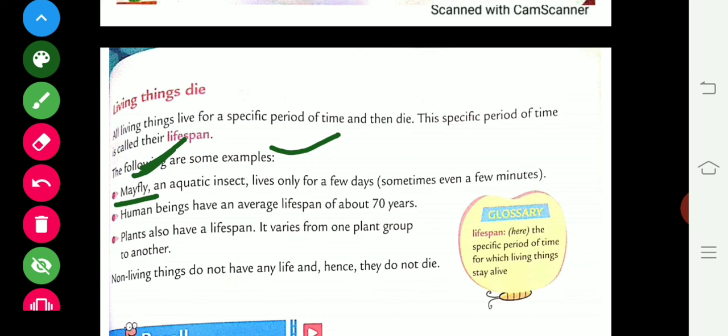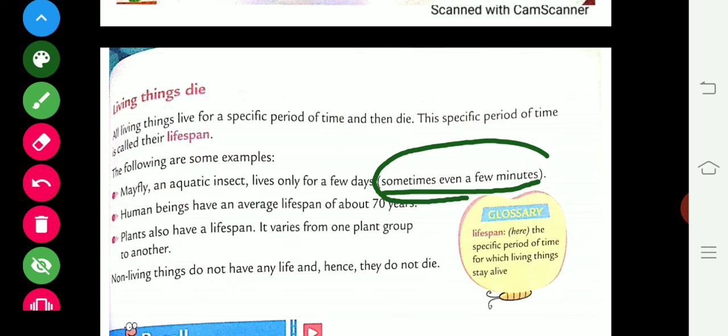Mayflies and aquatic insects live only for a few days, sometimes even only a few minutes.